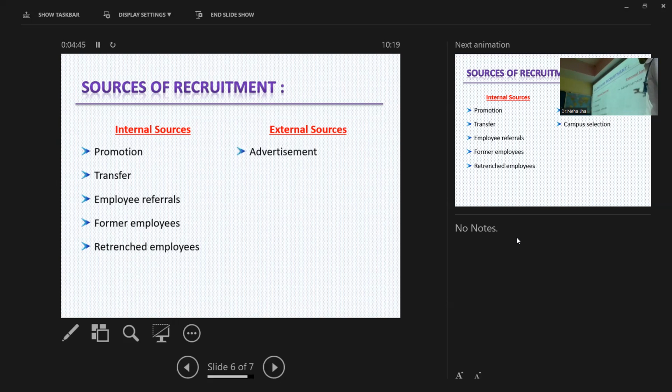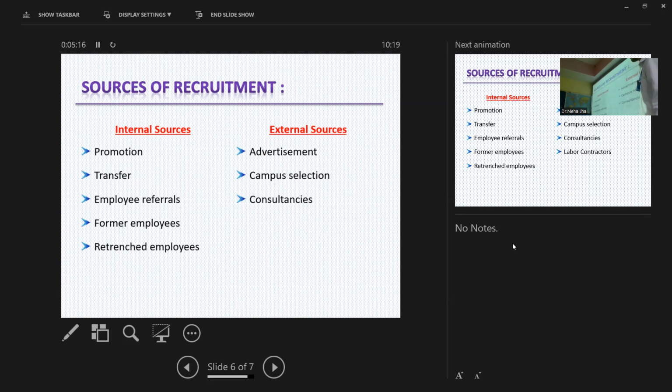External sources. First is advertisement. We can hire candidates via advertisement. We can advertise in newspapers or news channels, etc. Then second is campus selection. It means the organization goes to various campuses to select candidates for suitable jobs.